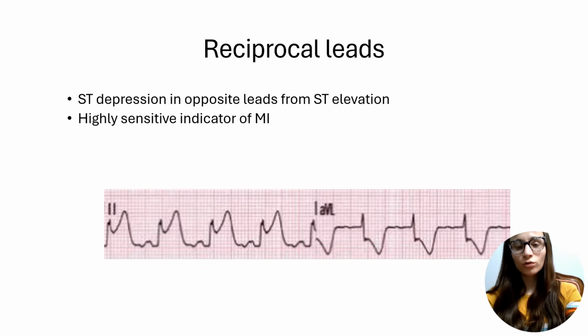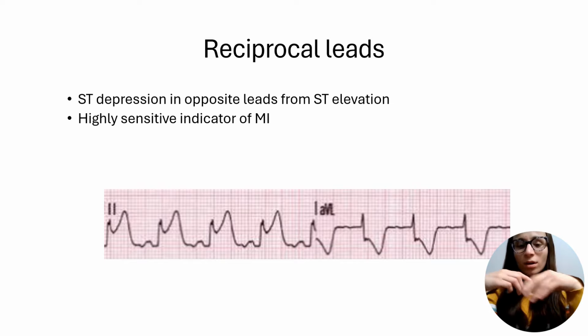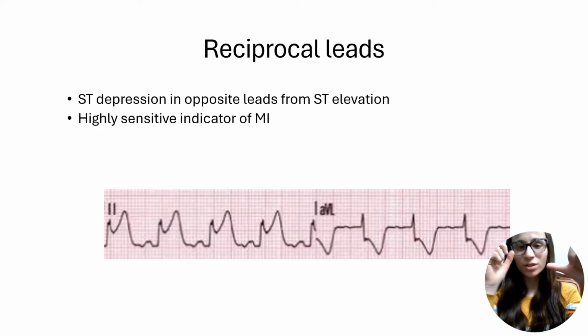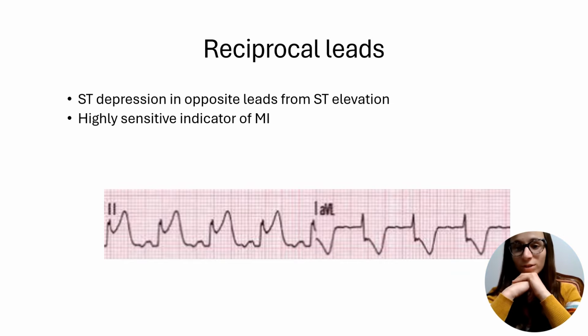In terms of reciprocal changes, you may have heard this a lot, that's why I'm bringing it up. It basically means that the part of the heart opposite where the ST elevation is occurring is experiencing abnormal electrical activity in response to the heart attack. So wherever you see ST elevations, in the reciprocal leads you would see ST depressions. And these reciprocal changes, particularly ST depressions, serve as a highly sensitive indicator of a myocardial infarction. They provide additional evidence of significant cardiac ischemia. There's a lack of blood supply there.